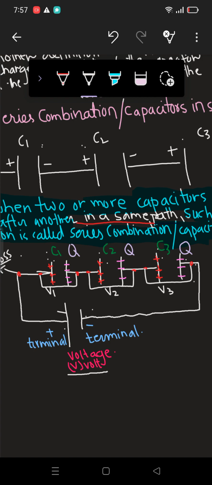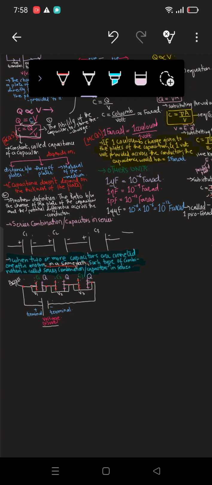Then the potential difference across each capacitor is different, but the same charge is stored on each plate of the capacitor. This is very important, and you need to work on it further. The potential difference provided to each capacitor would be different in magnitude, but the charge stored on the plates of the capacitors would be the same. Now we'll continue this in the next video. We're going to understand its mathematical equation as well, right? So this was all for today.